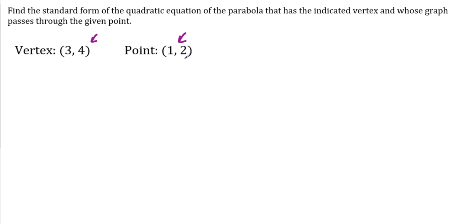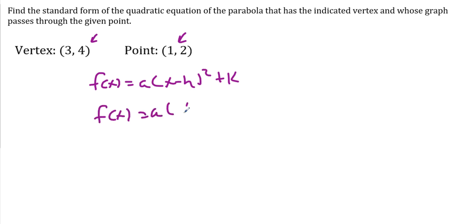I guess the first thing we want to do is just go ahead and write this in our vertex form, which again, a times x minus h squared plus k. And I'm going to substitute in what I know. Let's just substitute in the vertex first. It's going to be x minus 3 squared plus 4. Now we need to solve for a right here. In order to do that, I'm going to take this point 1, 2 and substitute it in for y and x. So in goes a 2.